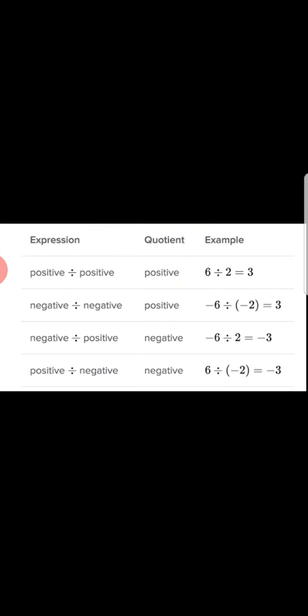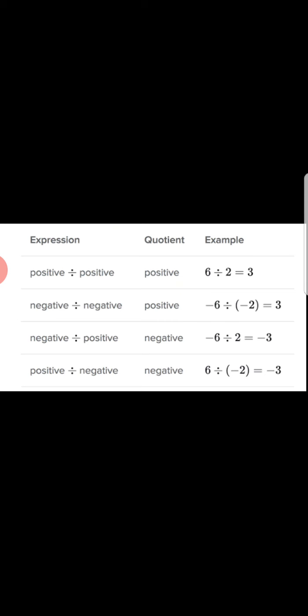Now come to the division involving negative integers. If a positive integer is divided by a positive integer, then the answer will be positive. Like plus 6 divided by plus 2 is equal to plus 3. If a negative integer is divided by a negative integer, then the answer will always be positive. For example, negative 6 divided by negative 2 is equal to plus 3.